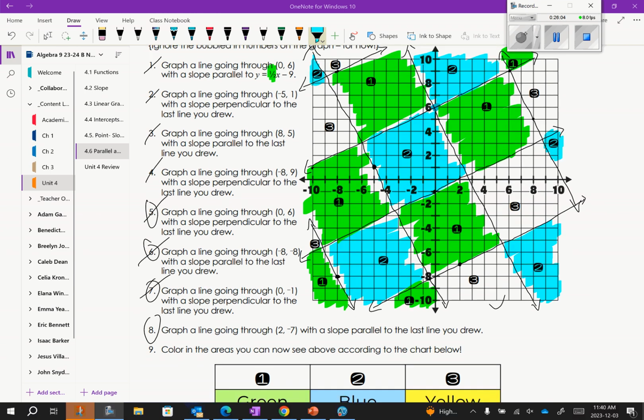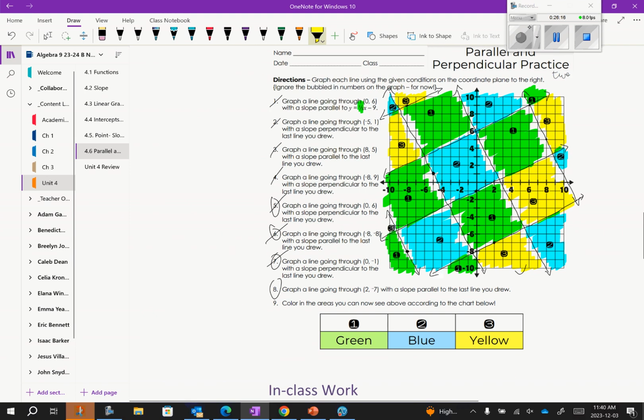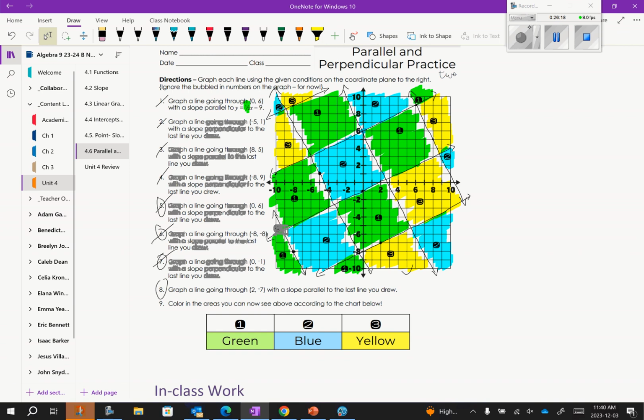There's the green. Here's the blue. And there's the yellow. So again, just to recap, parallel lines should have the same slope. Perpendicular lines have to have a slope that's the negative reciprocal.